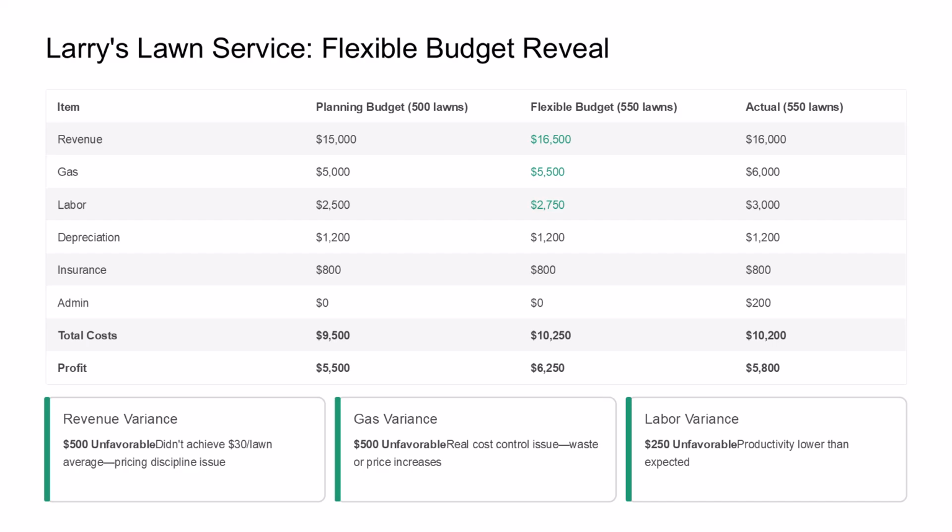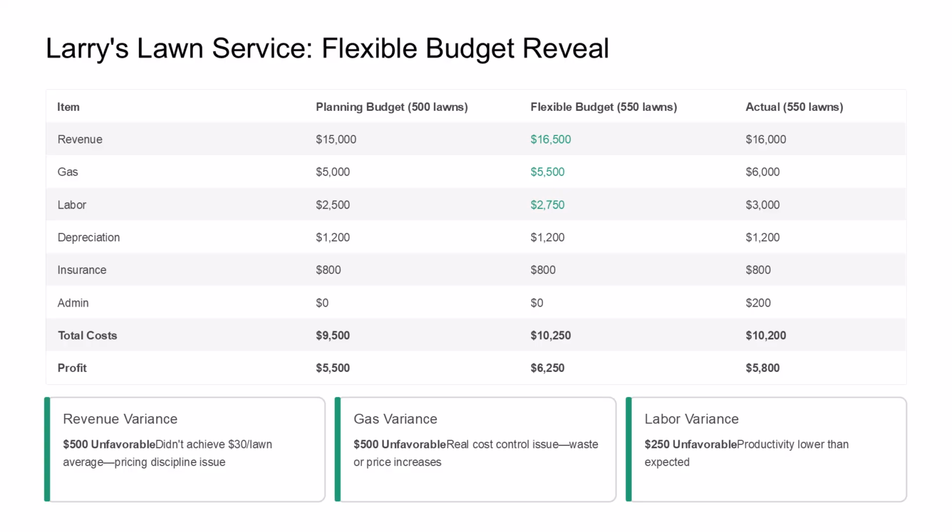Here's what the flexible budget revealed. Larry's profit problems aren't about mowing more lawns. They're about revenue per lawn being slightly low and costs per lawn being slightly high. That's actionable intelligence. Now Larry knows where to focus. He needs to examine his pricing discipline, investigate why gas costs exceeded standard, and figure out why labor was above the expected rate. Without the flexible budget, he'd be celebrating the higher profit without realizing he left money on the table. With the flexible budget, he sees the opportunities.